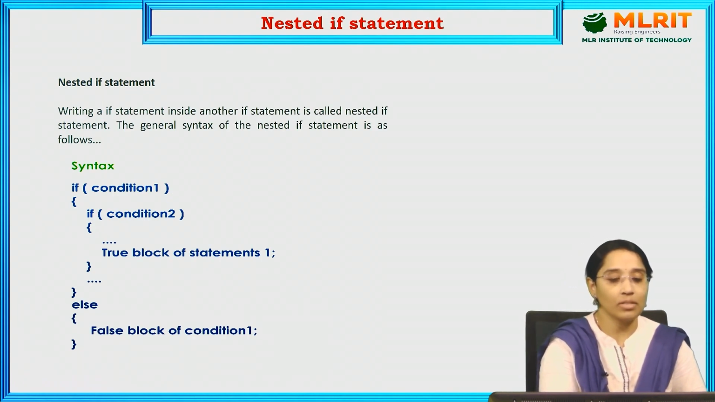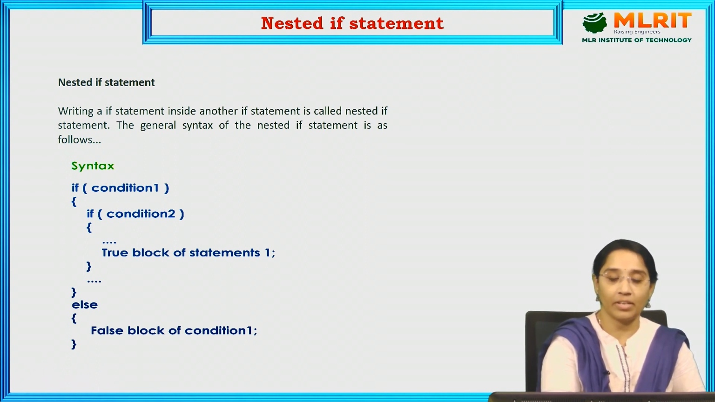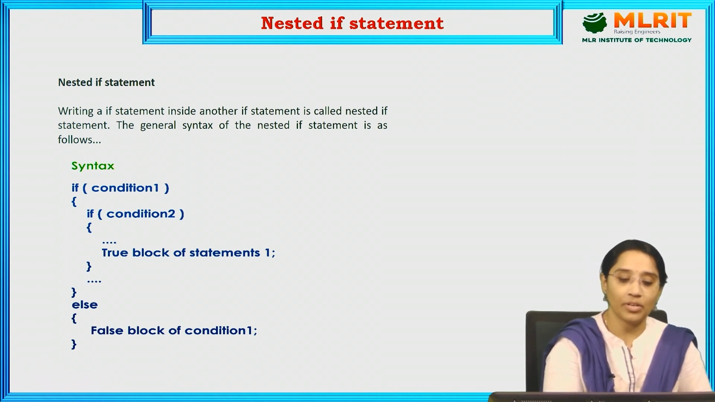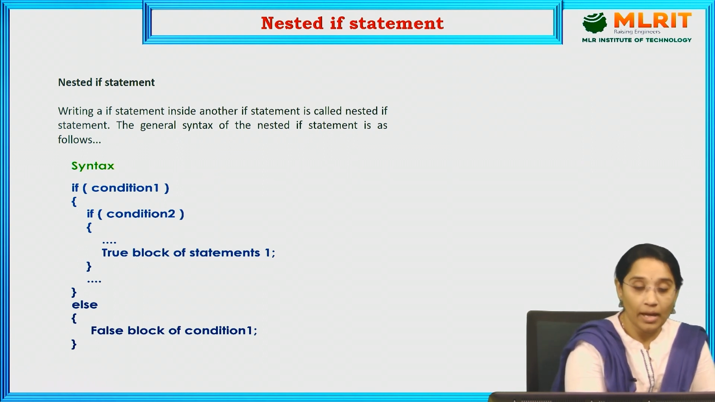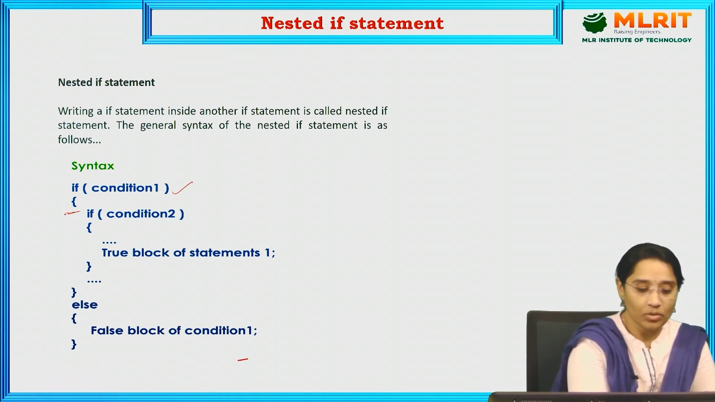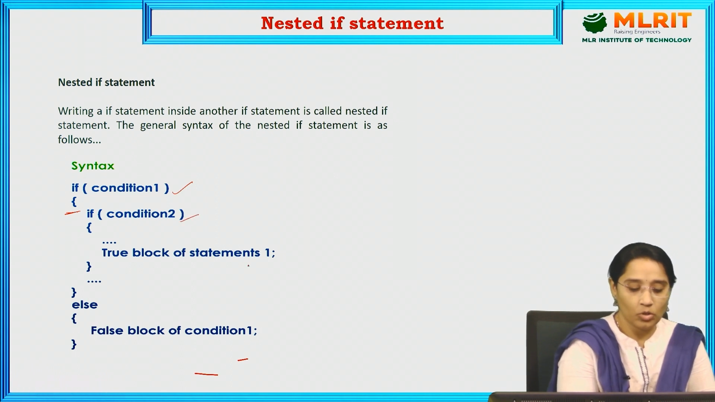Next one is the nested if statement. Writing an if statement inside another if statement is called a nested if. In simple words, an if within if is called nested if. The general syntax of the nested if statement is as follows. See, an if within if is called nested if. If condition 1 and again brace open, if condition 2 and then the true block statement.